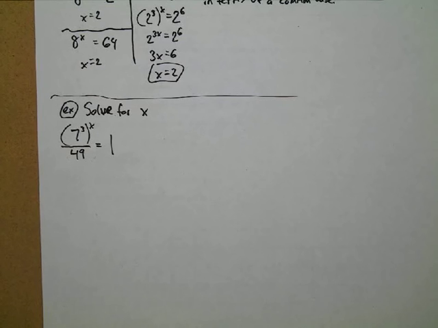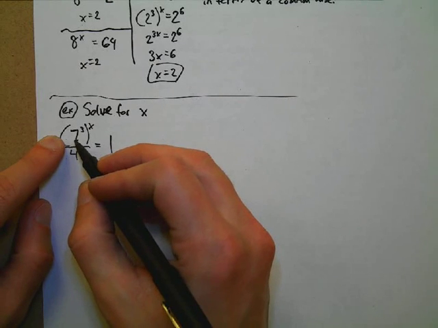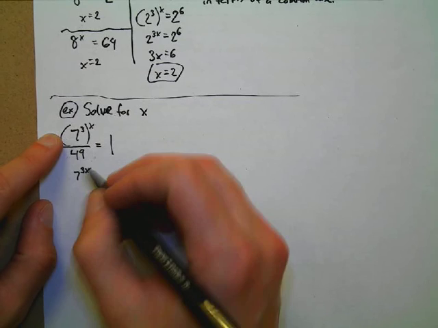Okay, so well, let's see here. We already have this one as 7. It's 7 to the 3 to the x. So let's go ahead and multiply those exponents, make it 7 to the 3x. Okay. What is 49 as a power of 7? 7 squared, right? 7 to the 2.